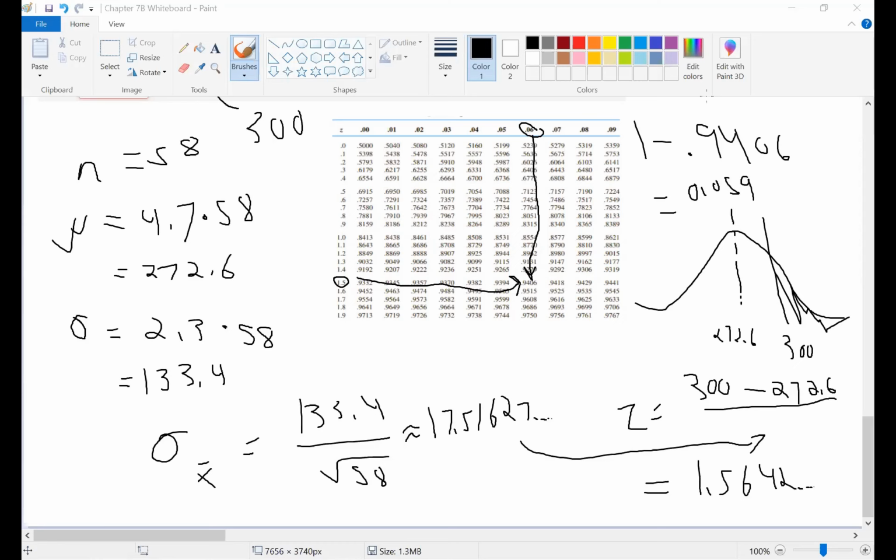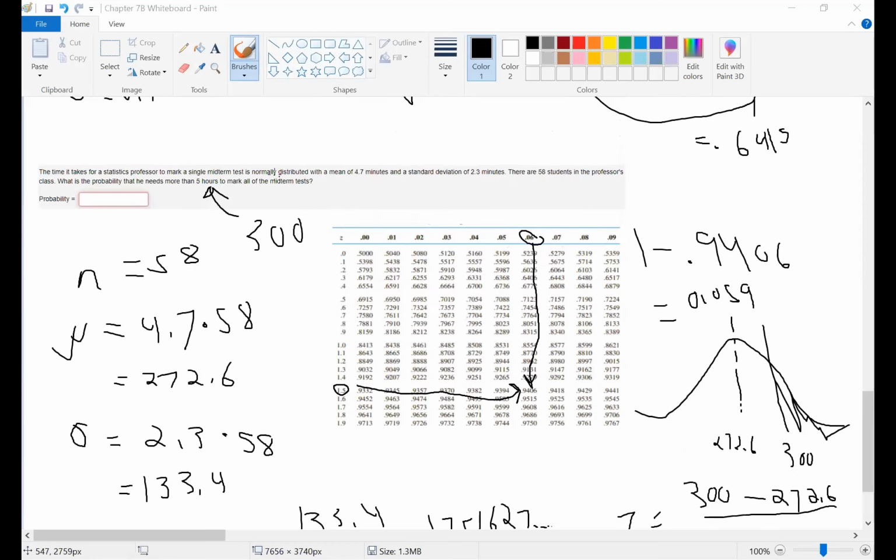So, the complement law. The reason we take the complement law: you'll notice we need more than 5 hours. If you recall your Z tables, you have some value here, and it wants it to the left. That's what these are. But this one isn't asking for the left. It says more than 5, so we want to the right. Since the number from the Z table gives us the probability of being to the left, we take the complement of that to get the probability of being to the right, because to the right is above.